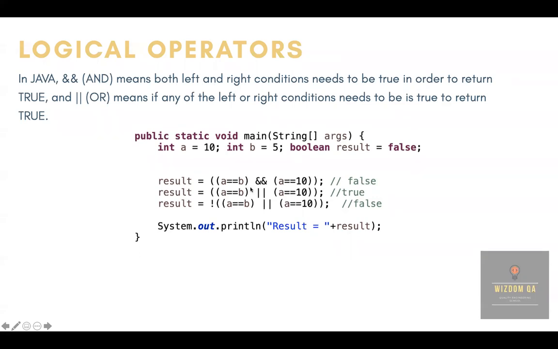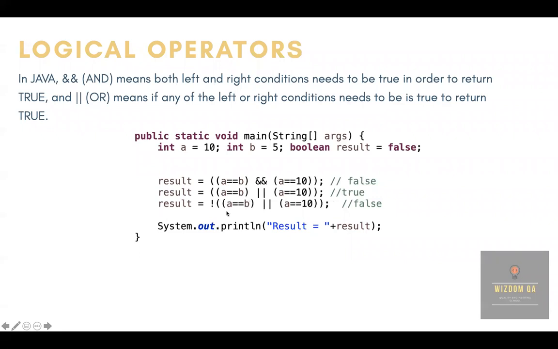A equals B, obviously it is false, but A equals 10 is true, and in between you are using two pipe signs, which work as an OR operator. So you're saying either the left hand side is true or the right hand side is true. If either side is true, then the evaluation of this whole section will be true.